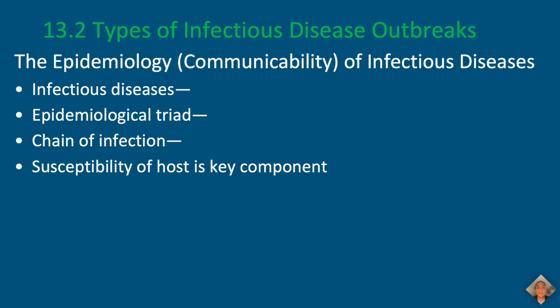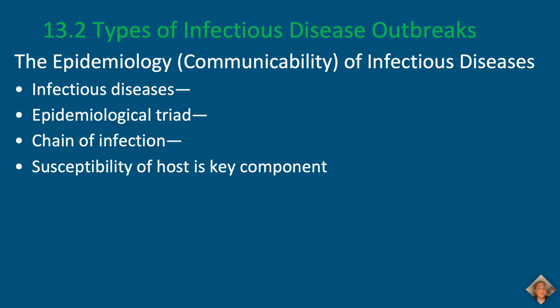So the infectious diseases, these are caused by pathogenic organisms or microorganisms like bacteria, viruses, parasites, or fungi. These enter a human host, multiplying and causing infection that can be spread either directly or indirectly. The epidemiological triad, this is the host, the agent, and the environment. The chain of infection, this is the disease.